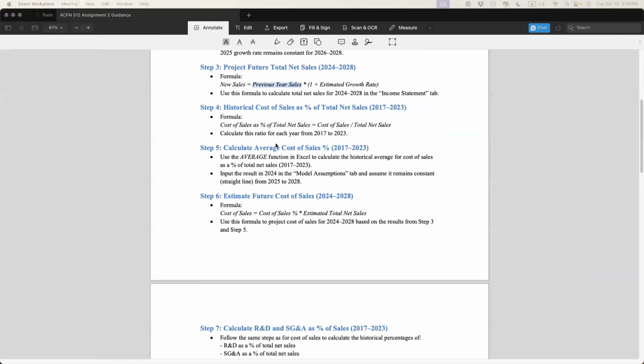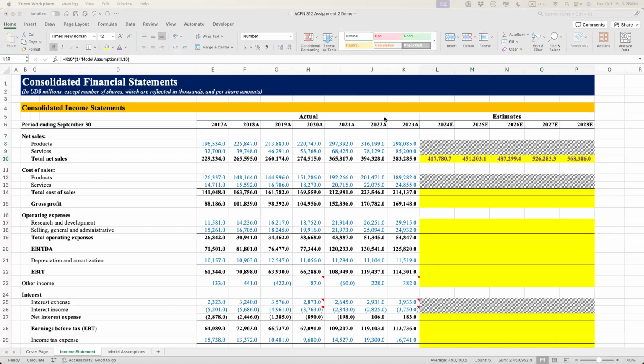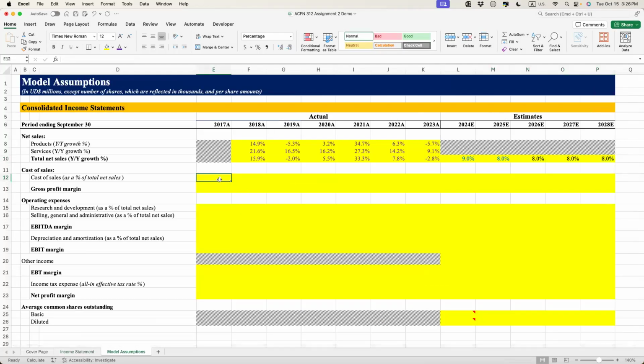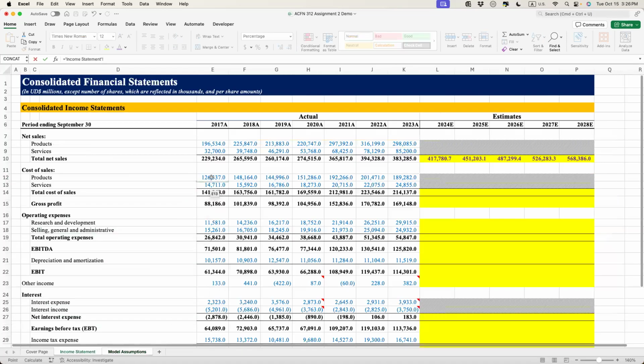So based on the guidance file I give you, first, we're going to assess the cost of sales as a percentage of total sales for the past 5 years. So what we can do here, let's go back to this model assumption tab. Let's just go ahead calculating what is the cost of sales as a percentage of total net sales in the past actually 7 years. So we go back, this is equal to total cost of sales.